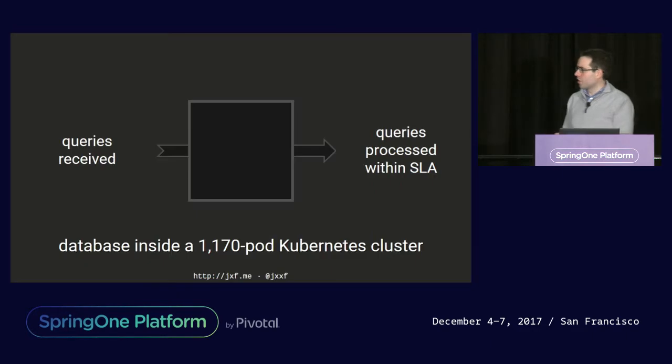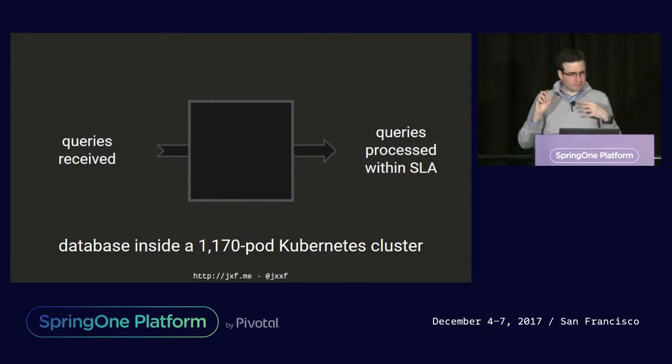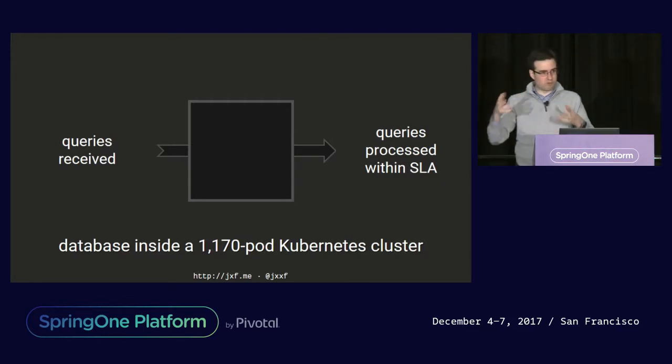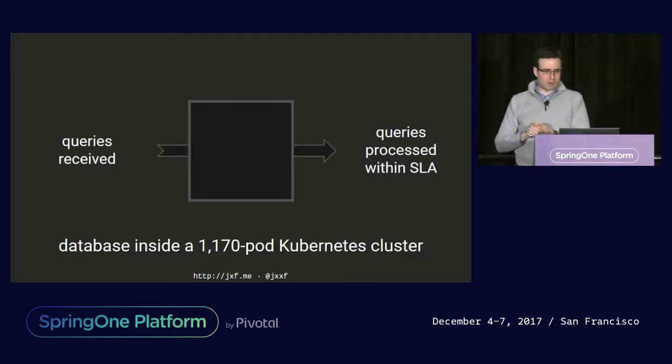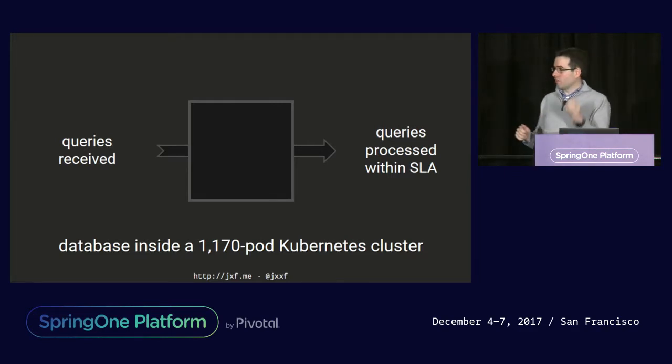So let's look at some concrete examples. This is from a real situation. So we have a 1,200 pod Kubernetes cluster. They chose the metric of the number of queries that was received by this database that was servicing these 1,200 pods, or cluster of databases that was serving these 1,200 pods. And then they said the demand is the number of queries we receive, and the output is the number of queries that we processed within an SLA within the same time frame.